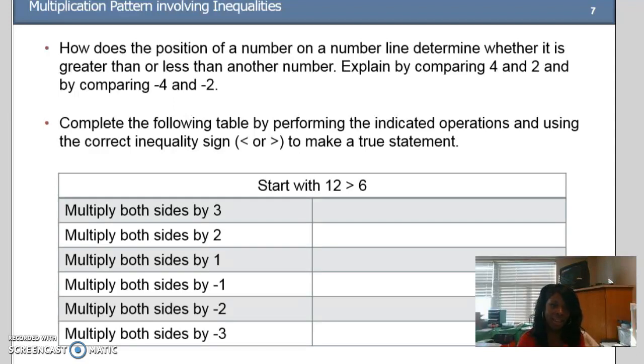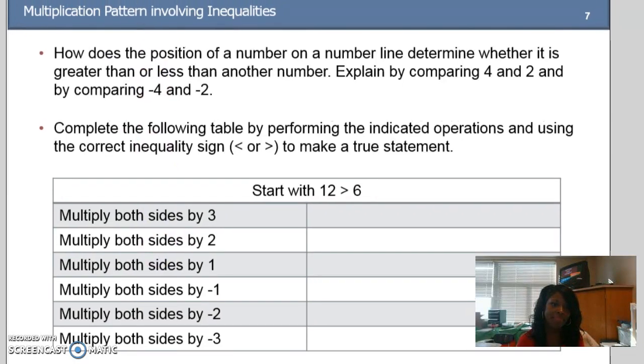Hi guys, we are continuing our work on solving inequalities, and as you know, we go about solving inequalities the same way that we solve equations, but we are going to continue looking at inequalities. Now, what we're looking at right now is determining multiplication patterns involving inequalities. So the first thing is, how does the position of a number on a number line determine whether it's greater than or less than another number?